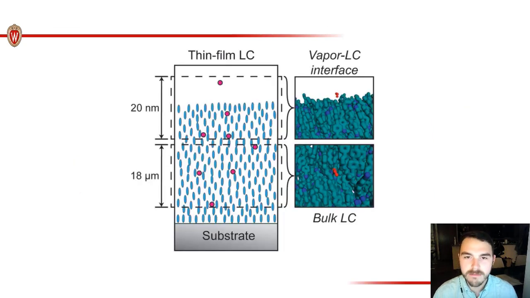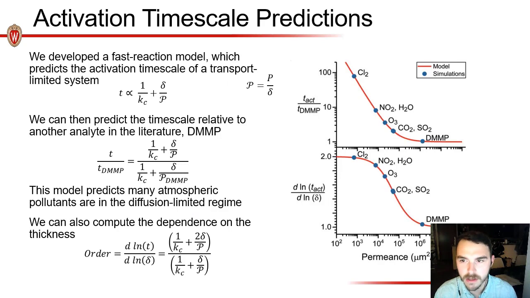So now we can measure the role of transport through the entire film all the way down by only focusing on the bulk liquid crystal measurements. If we do that, we can actually quantify the amount of time because we developed this fast reaction model, which predicts the activation timescale from a transport limited system.